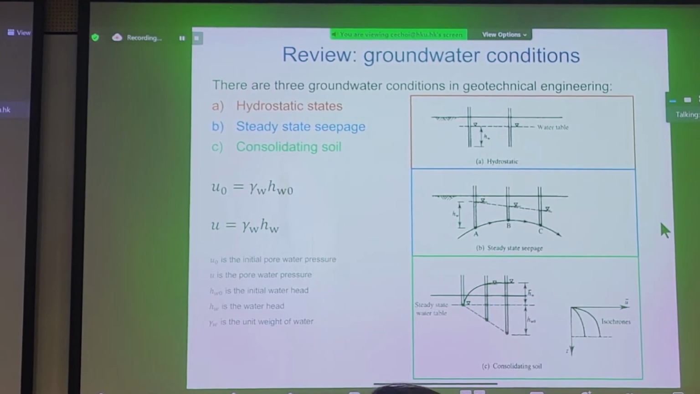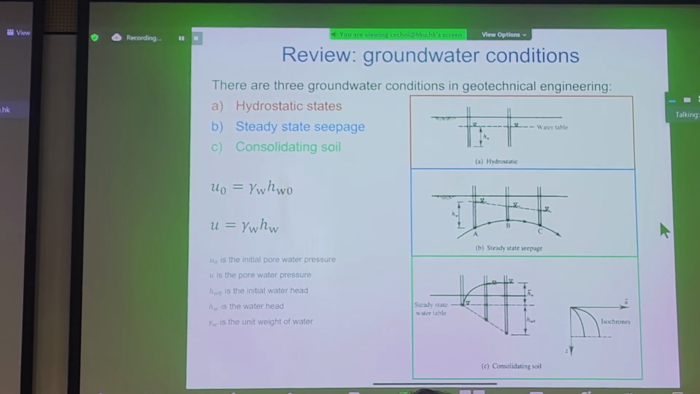You can also get steady state seepage. Steady state seepage is if you have, as the term steady implies, no change in time. You may not have hydrostatic, you might have flow, but if the flow is steady and the flow rate's not changing with time, then you have steady state. The third condition is, well, you don't have steady conditions. Your soil is consolidating, pore pressures are constantly changing. You may or may not be able to capture the change in pore pressure because of the rate of dissipation or the rate of generation.